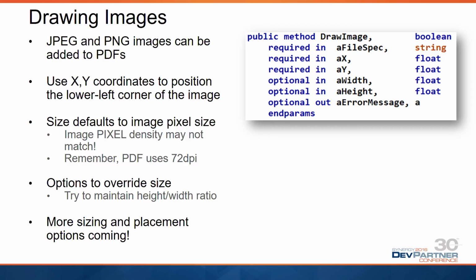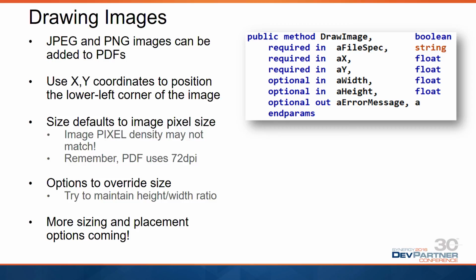You've got to be a little bit careful with images, because remember that pixels in the PDF world are not the same as pixels in the image world. A pixel in PDF is 1/72 of an inch. So if your image is based on 300 dpi, then it's going to be, you know, 4 times the size you expect it to be.